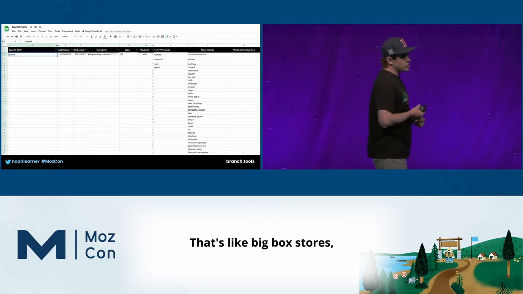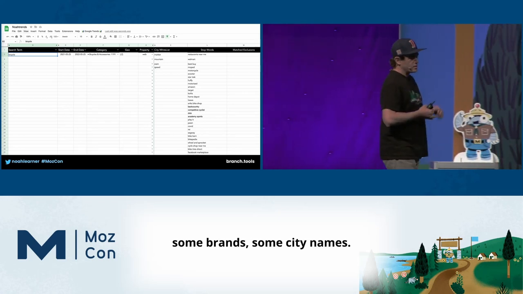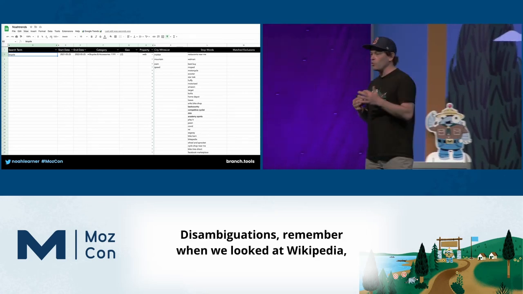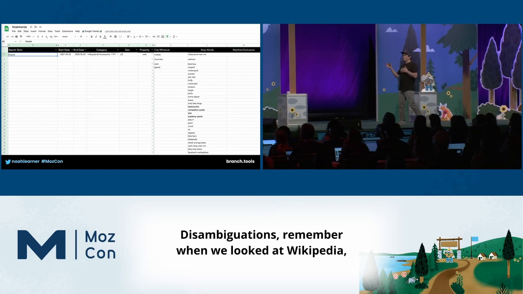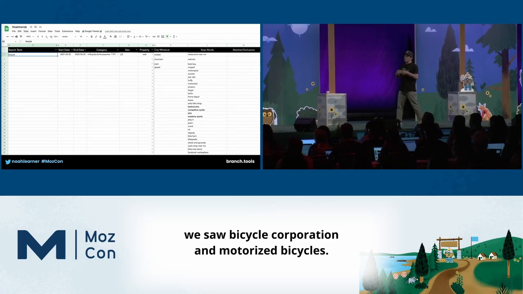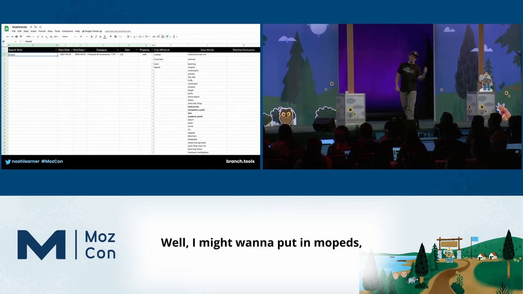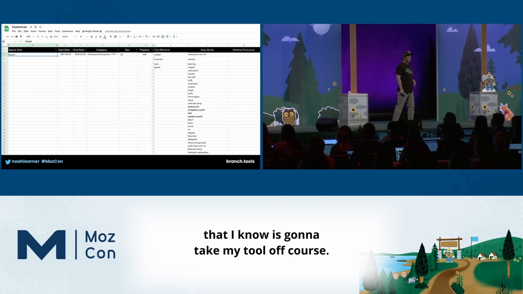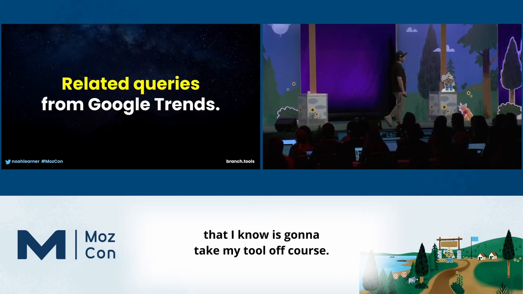The L column is stop words. That's like big box stores, some brands, some city names, disambiguation. Do you remember when we looked at Wikipedia, we saw bicycle corporation and motorized bicycles? Well, I might want to put in mopeds, motor, you know, all kinds of stuff that I know is going to take my tool off course.